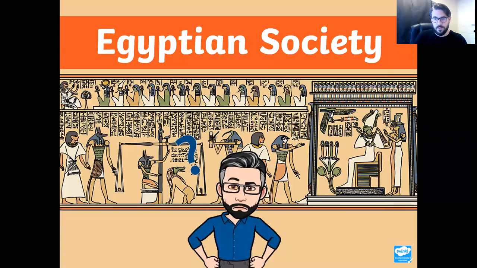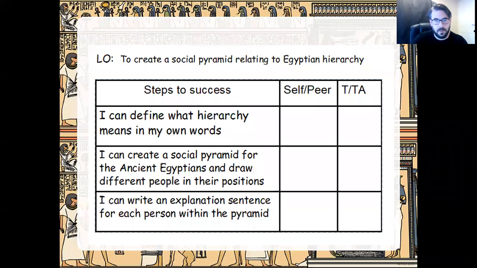Good afternoon, Year 4. It is time for your IPC lesson, and today we are looking at Egyptian society, different groups of people that existed during the ancient Egyptian times. First of all, we have got our learning objective, and that is to create a social pyramid relating to Egyptian hierarchy. Now, you might think, I don't know those words. We will get to that.